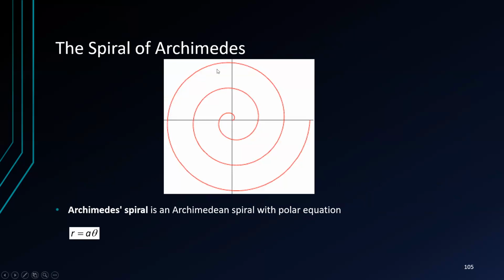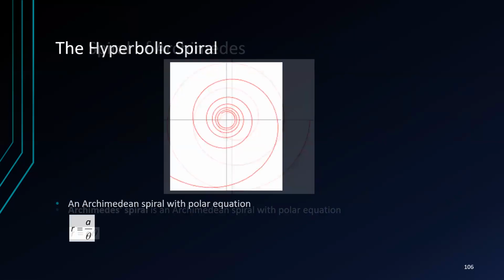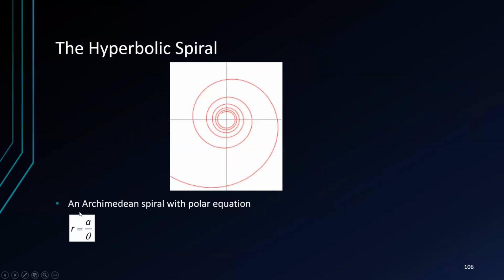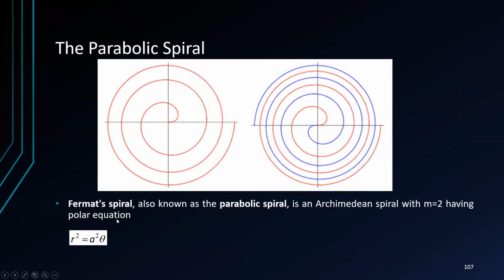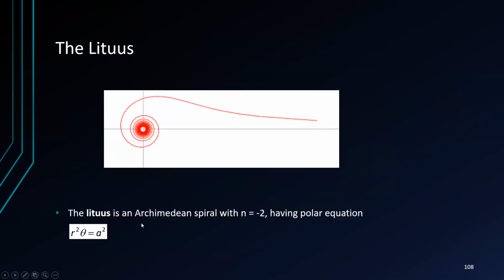The spiral of Archimedes. Archimedean spiral with polar equation r is equal to a theta. The hyperbolic spiral, this is also an Archimedean spiral with polar equation r is equal to a over theta. The parabolic spiral is also called Fermat's spiral. It's an Archimedean spiral with n equal to 2 and having polar equation r squared is equal to a squared theta. The lituus is an Archimedean spiral with n equal to negative 2 having polar equation r squared theta is equal to a squared.